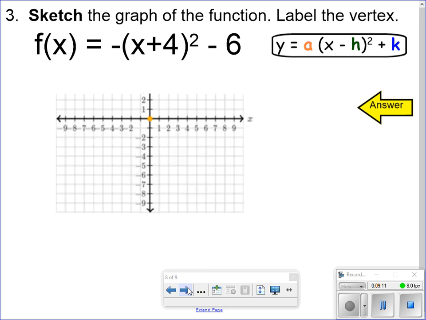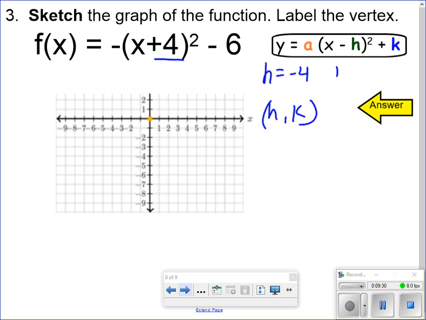Alright, we're going to sketch the graph of the function. If I want to sketch the graph, remember that I'm going to look for the vertex. The vertex in this case, remember, is found by using h and k. So I'm going to look for h. h is going to be equal to, well, because it's plus 4, I know that really h is negative 4.